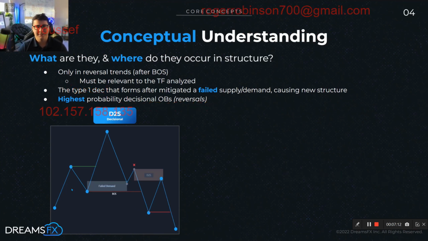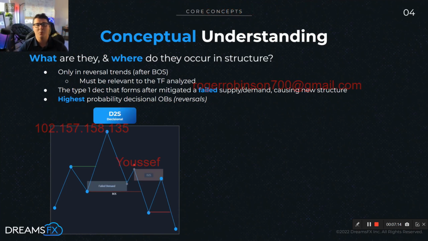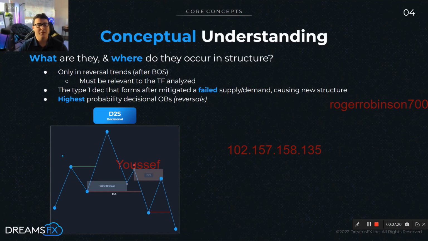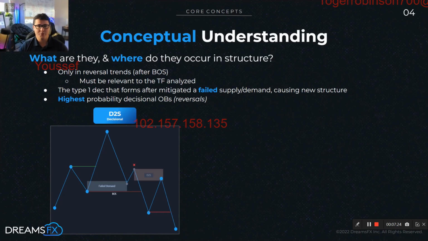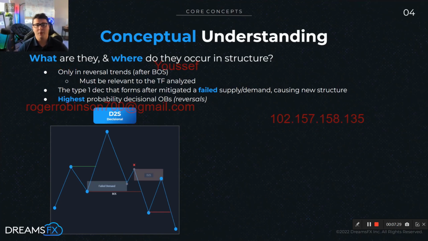That is not a D2S. That is simply just a type 1 decisional. Just to clarify, that little minute difference will make a whole difference in your approach, right? As I've mentioned now, these are the highest probability decisional order blocks for reversals, and some of the highest probability order blocks for reversals in general, even oftentimes being more probable than extremes.